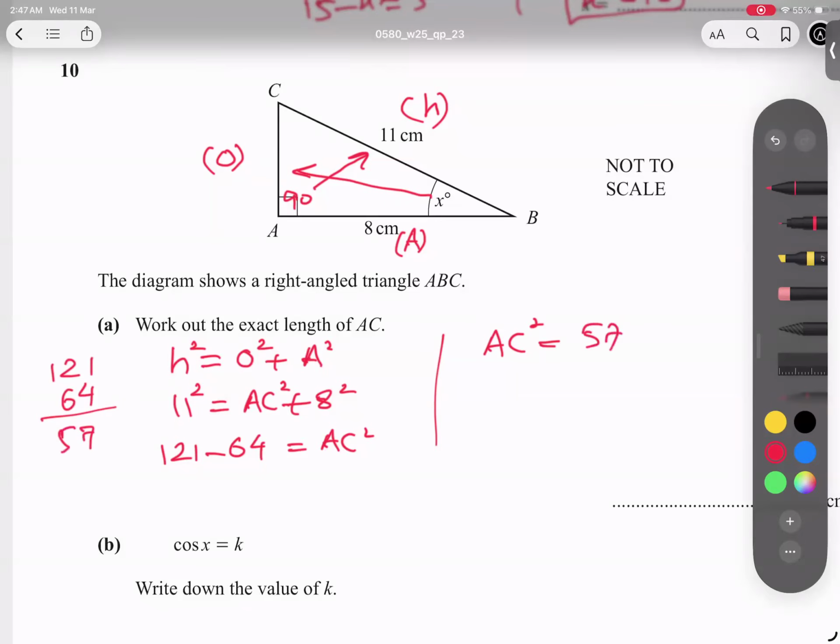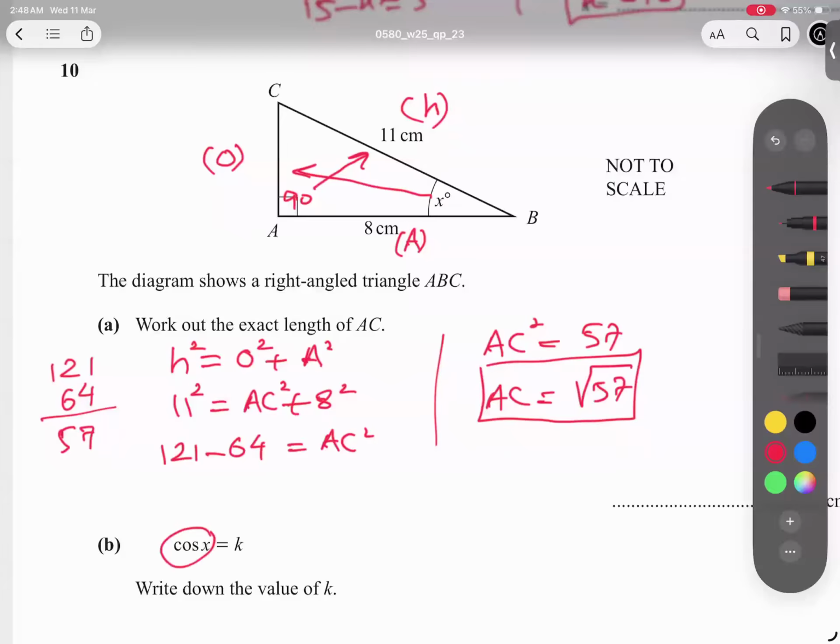So 57, and take the root of both sides. So here I get root 57. Basically, we write plus and minus, but length is never negative, so we just write positive only. Because he's asking for exact, we have to stop at the root. And this is our exact answer.